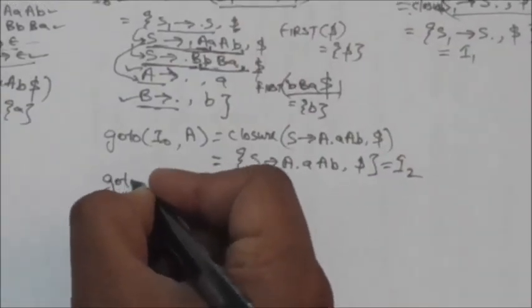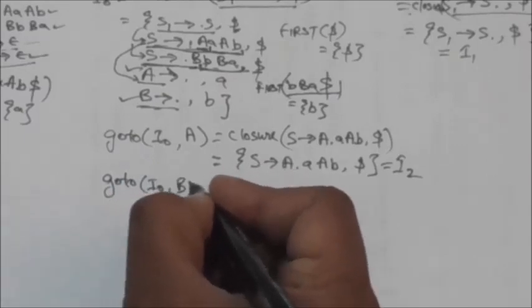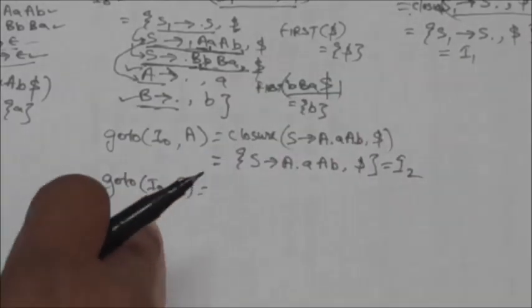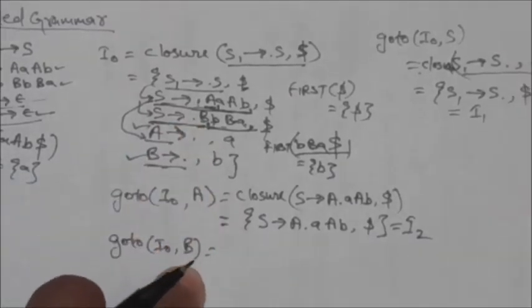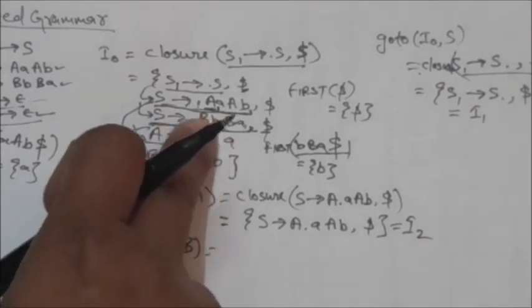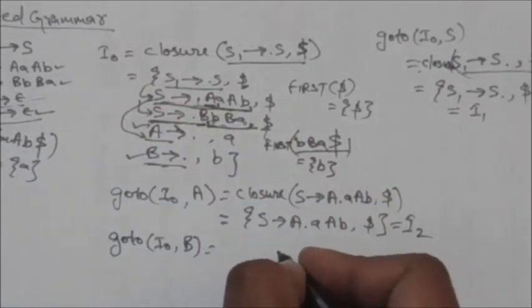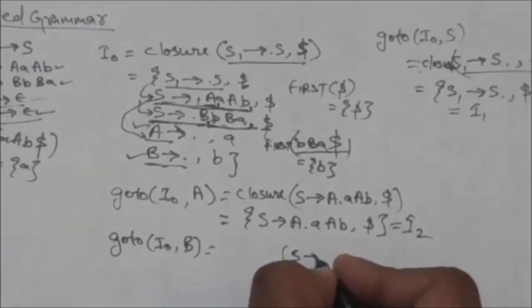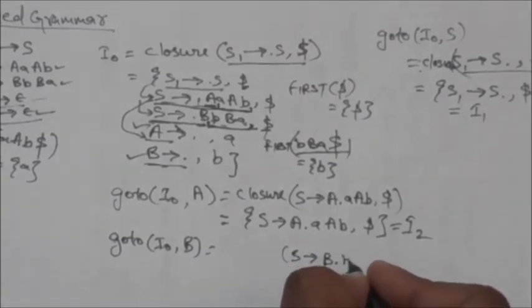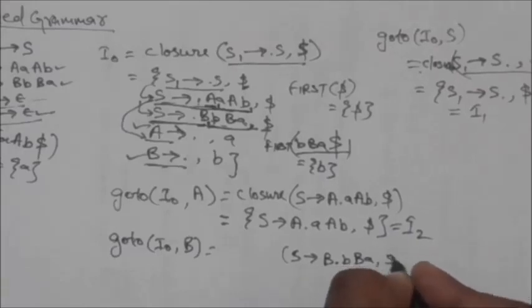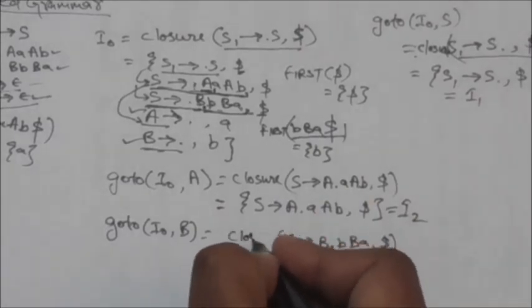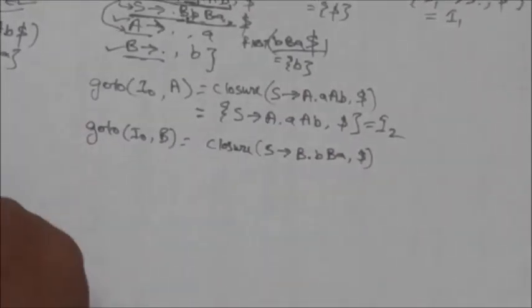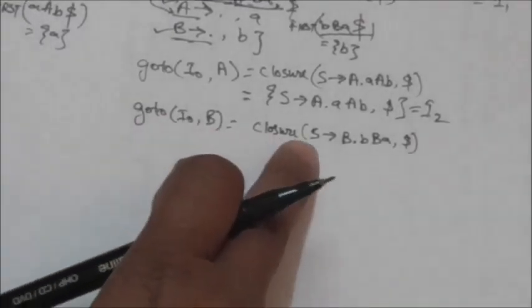Now we will find the transition of state I0 for non-terminal symbol B. So for that we need to evaluate this goto function. In state I0 we will find the item where the dot is followed by this non-terminal symbol B. In that item we will shift the dot to the right of non-terminal symbol B. So we will get S derives B.BBA, lookahead symbol dollar. And then we will find its closure.